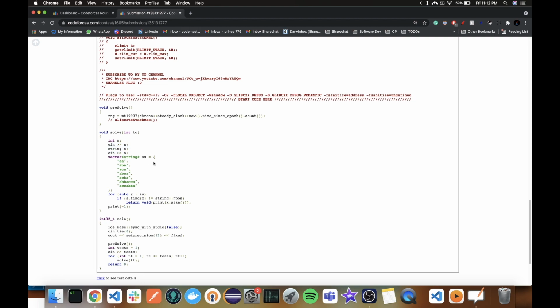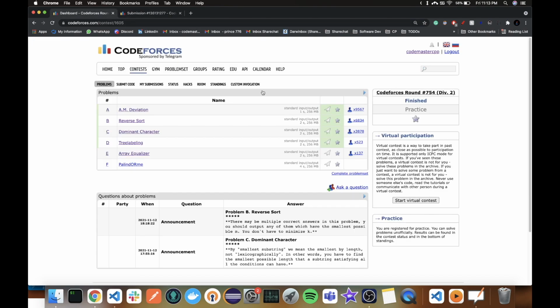Take the input. These are all the strings I want to check. Make sure to check them in this order. And then for every string X, we want to check if S contains it. If it contains it, I just print the size and return. Otherwise, -1. Okay. Now the last problem, tree labeling that I was able to solve.